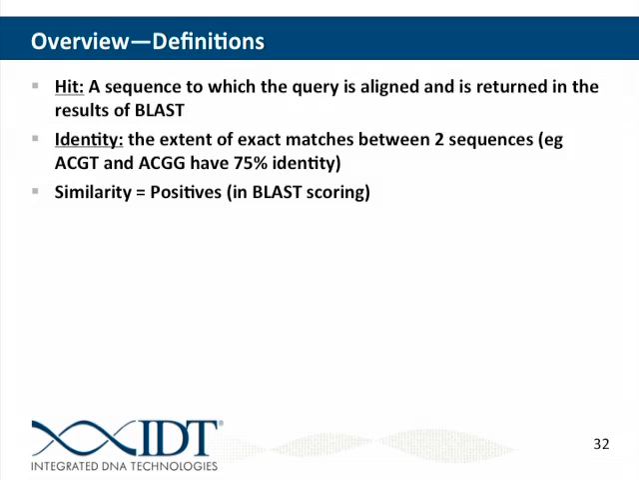In the BLAST output, there are multiple different hits, which is anything that matches your sequence of interest. It's any sequence to which the query is aligned and is returned in your BLAST results. Then the identity is the extent of exact matches between these two sequences. For example, ACGT and ACGG have 75% identity. Each of the different hits will get a score by BLAST. Similarity indicates positives in BLAST scoring.